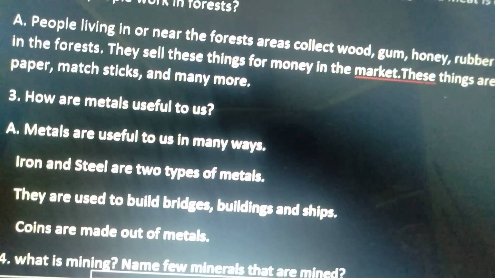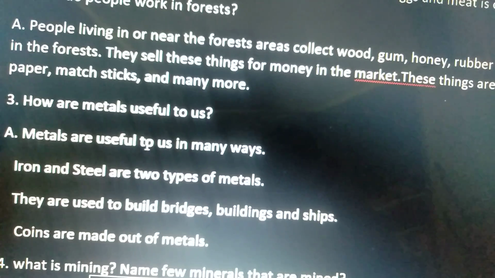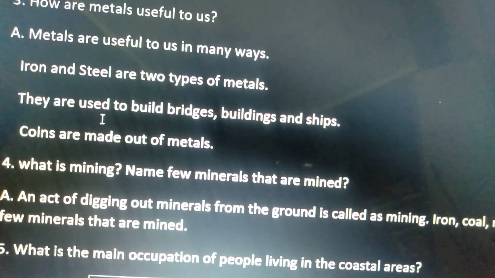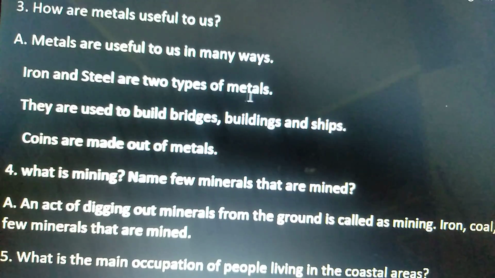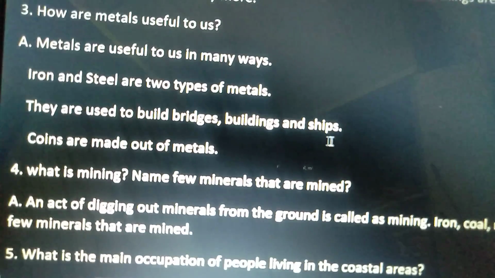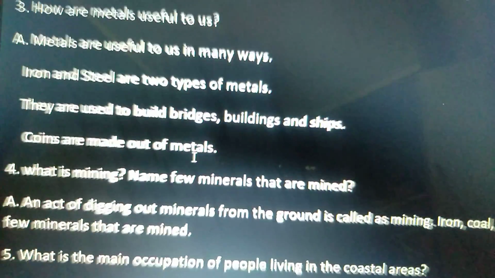Third one. How are metals useful to us? Metals are useful to us in many ways. Iron and steel are two types of metals. They are used to build bridges, buildings and ships. Coins are made out of metals.